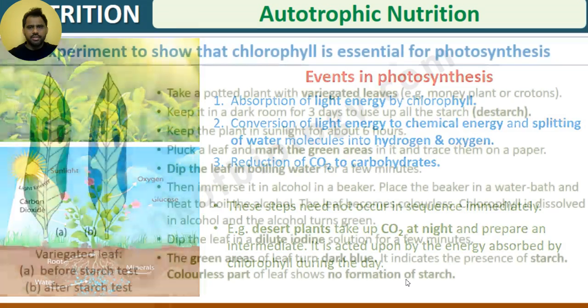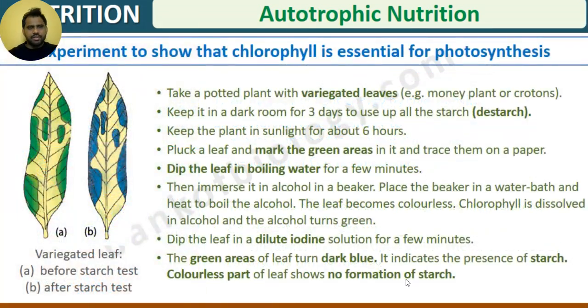Okay, let's go ahead. Now we have an experiment to show that chlorophyll is essential for photosynthesis. In this, they have taken variegated leaves. This is before the starch test and this is after the starch test. We take a potted plant with variegated leaves, such as money plant or crotons, and keep it in a dark room for 3 days to use up all the starch. It will de-starch. Then keep the plant in sunlight for about 6 hours.